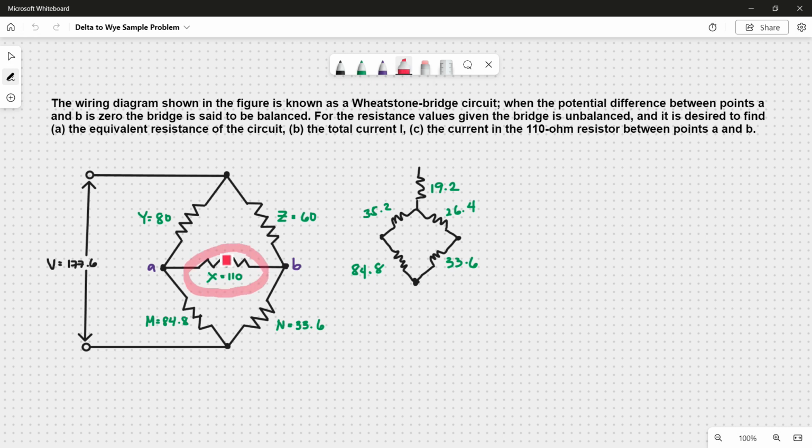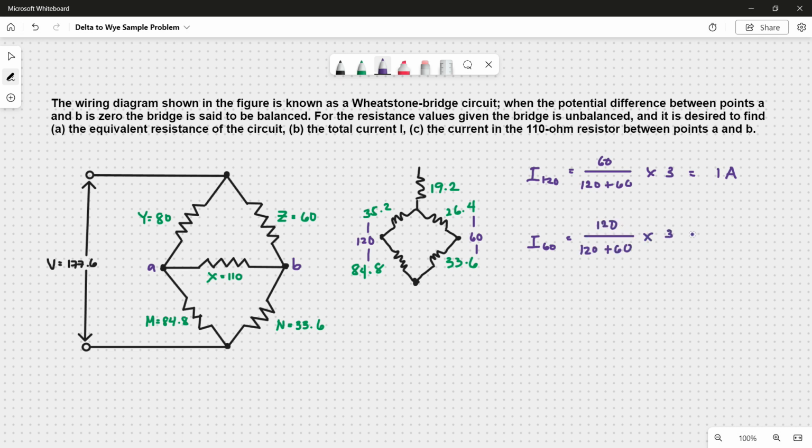To compute the current through the 110 ohm resistor, it will first be necessary to find the potential difference between points A and B. To do this, the currents through the two branches of the parallel circuit must be found. For the left branch, we have 60 divided by 120 plus 60, multiplied by 3. This is equal to 1 amp. For the right branch, 120 divided by 120 plus 60, multiplied by 3, we have 2 amps.